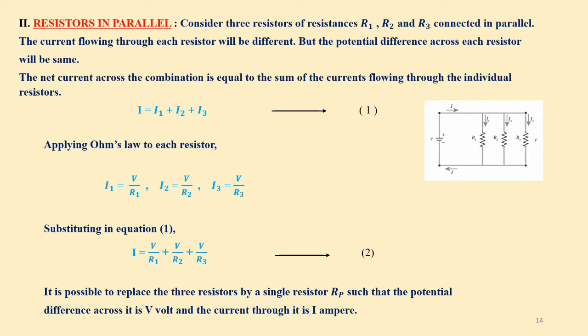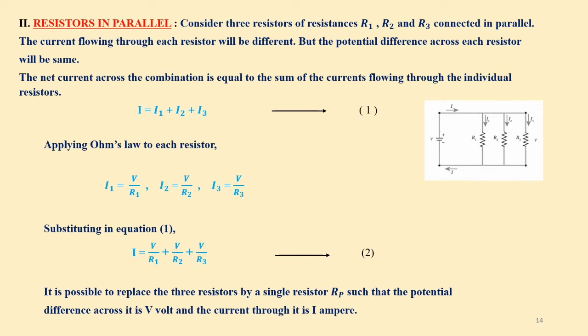Number 2, resistors in parallel. Consider 3 resistors of resistances R1, R2 and R3 connected in parallel. The current flowing through each resistor will be different, but the potential difference across each resistor will be the same. Look at the circuit. V is the applied potential difference and I is the current sent by the battery. This current is divided into 3 branches.